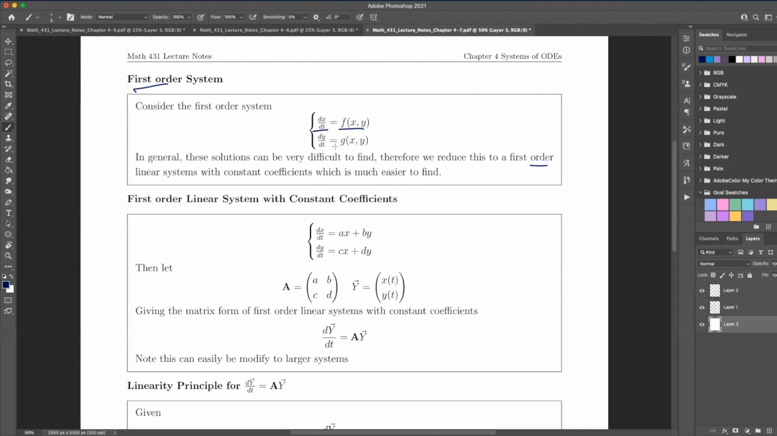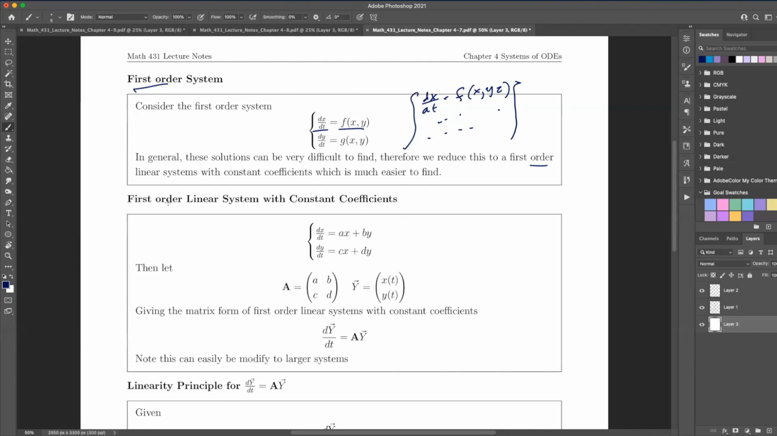For a larger case, let me rewrite that. If d of the vector v over dt equals some function of x, y, and z, and so forth, and it was a third order system with 3 things in my system, it would still be a first order system, just with system size 3. So this is a 2 by 2 system. This is a 3 by 3 system.